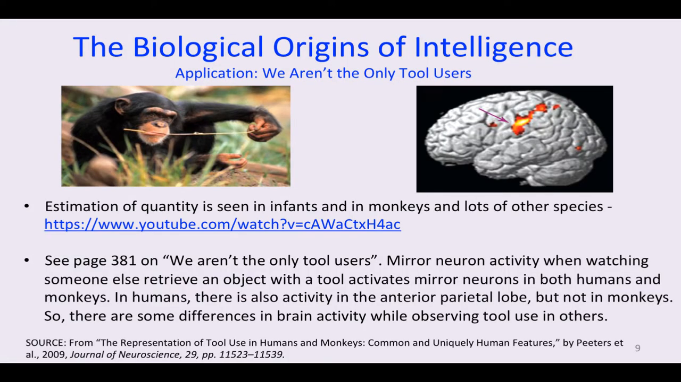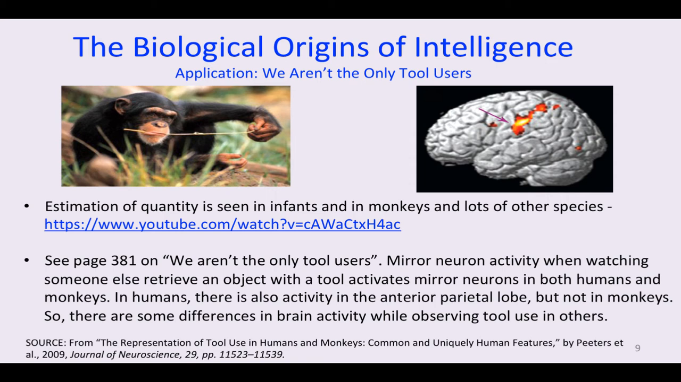Estimation of quantity is seen in infants and in monkeys and lots of other species. Your book on page 381 has a nice section called "We Aren't the Only Tool Users." There they describe how mirror neuron activity is observed when a monkey as well as a human will observe somebody else using a tool. So if you're watching someone use a tool, there's going to be mirror neuron activity in your brain, and we see the same thing in monkeys.